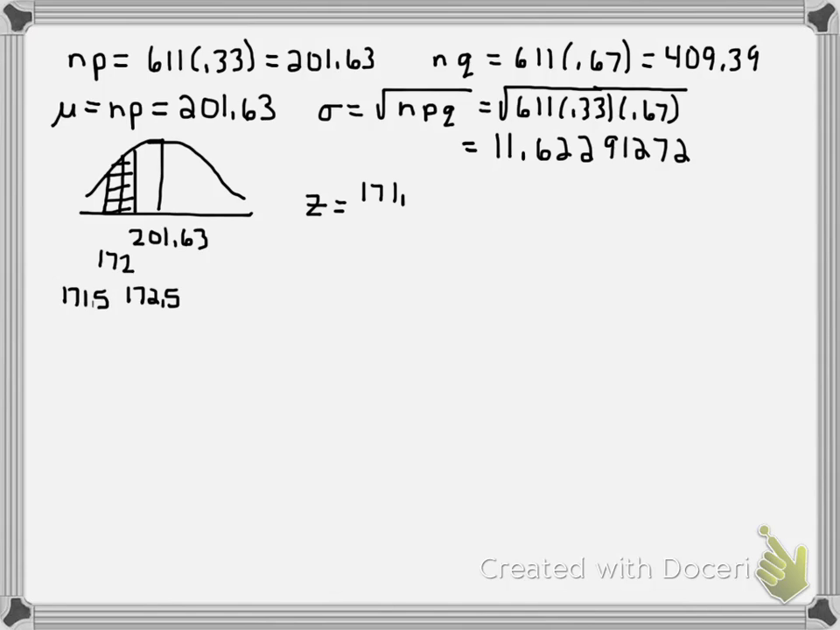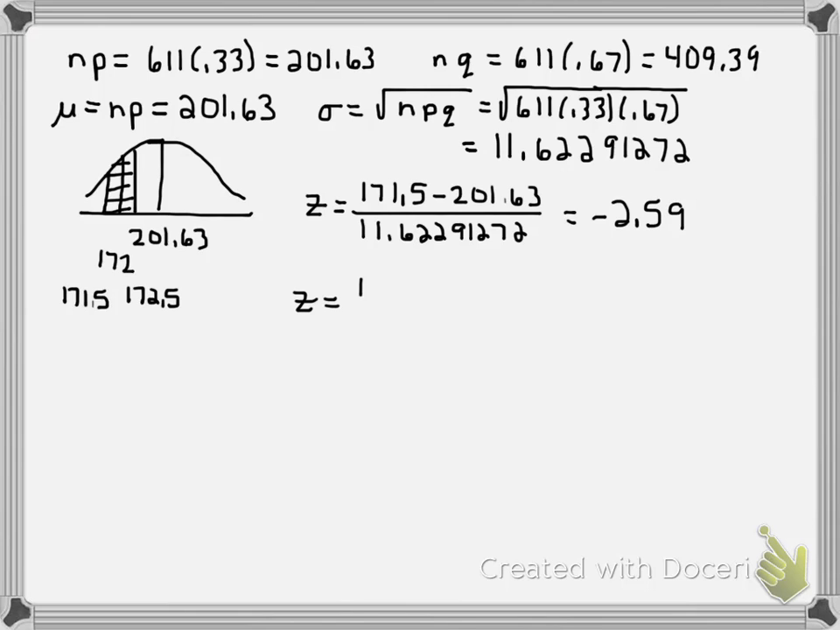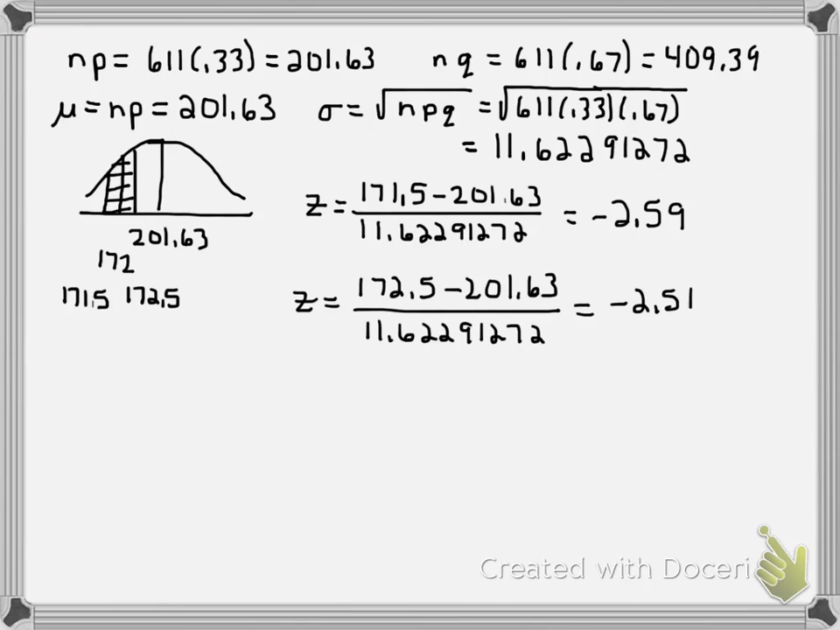So z is equal to 171.5 minus the mean of 201.63 divided by the standard deviation. Rounding to 2 decimal places, you should end up with negative 2.59. Then we have z is equal to 172.5 minus 201.63 divided by the standard deviation. And that's equal to negative 2.51.